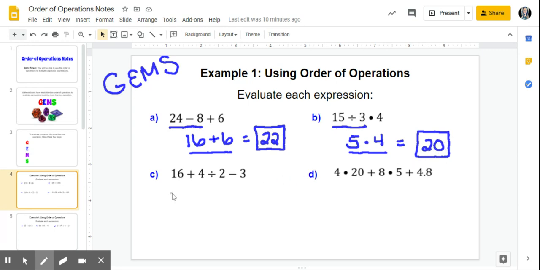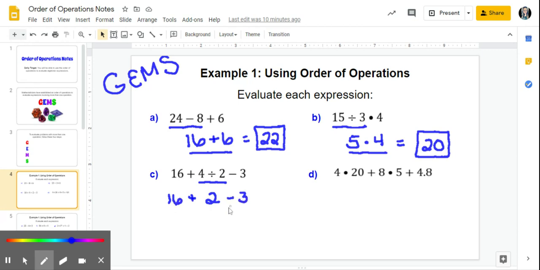Problem C. G stands for grouping symbols. No grouping symbols here. E stands for exponents. There are also no exponents here. M stands for multiply or divide. So start from the left, work my way over. The first piece I see is this 4 divided by 2. 4 divided by 2 gives me 2. Drop down the stuff I did not do yet, so that plus 16 and that minus 3.